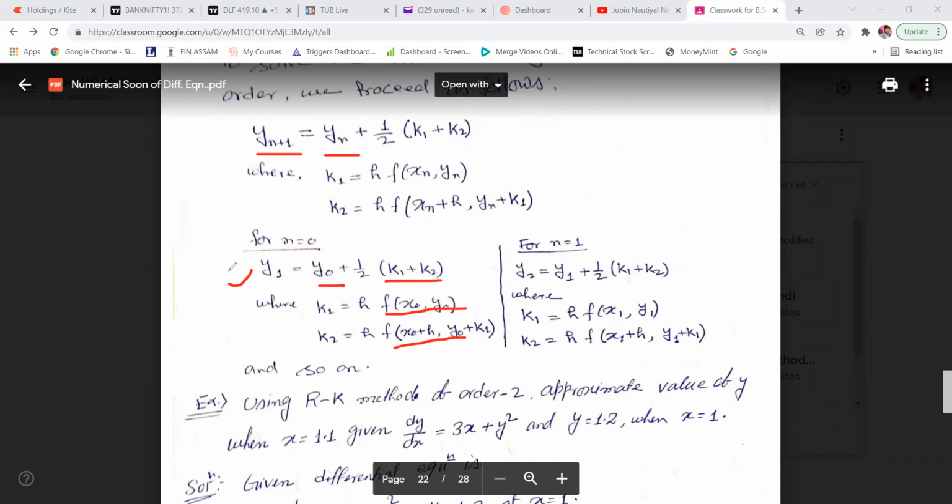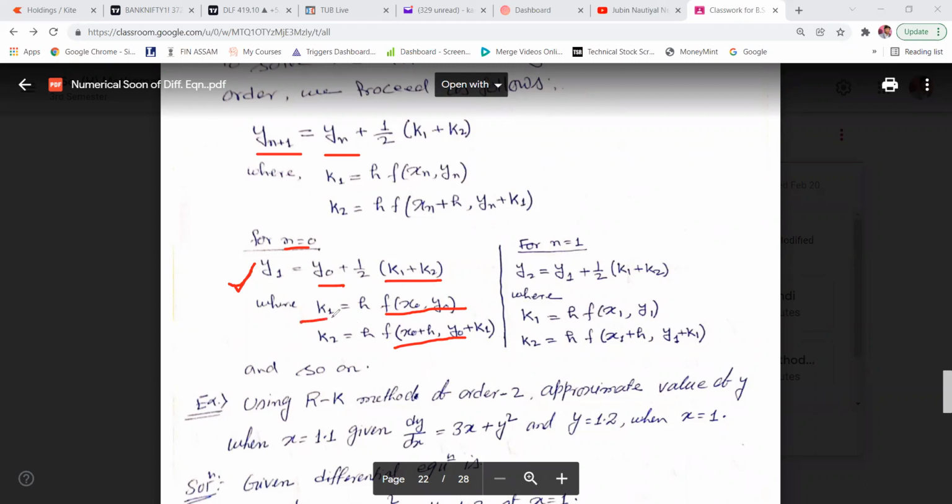Then the next approximation, that is the second approximation. You need to put n equal to 1, because by putting n equal to 0 you got the first approximation. Now you put n equal to 1, and you will get y2, since 1 plus 1 is 2. So y2 is equal to y1 plus half (k1 plus k2). Then k1 will be h f of (x1, y1), and k2 will be h f of (x1 plus h, y1 plus k1).